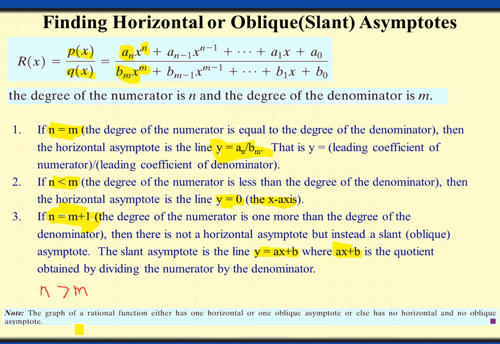Now, the graph of a rational function, as it notes down here, either has one horizontal asymptote or one oblique asymptote, or else it has no horizontal or no oblique. You can't have one of each. It's one or the other or none.